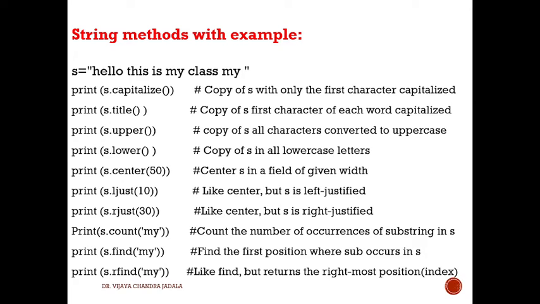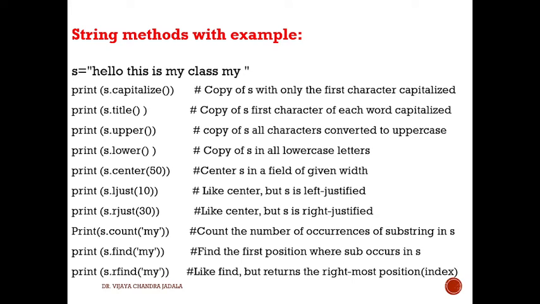String methods with example. S equal to hello, this is my class. So print S dot capitalize, that copies S with the first letter capitalized. So H will be capital. Next print S dot title, copies S with the first letter of each word capitalized. That means H of hello will be capital, T of this will be capital, I of is will be capital, M of my will be capital, C of class will be capital and M will be capital.